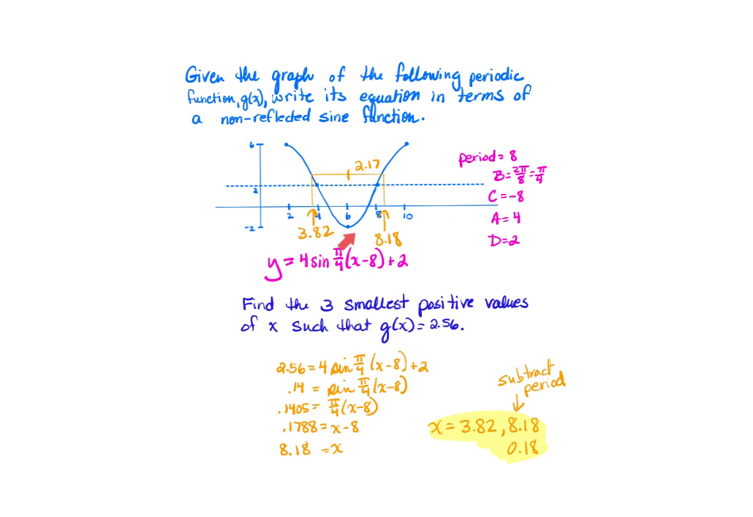So now I have 2 values on either side of this relative minimum. To find my additional values, I can add or subtract the period. So if I look at this 8.18, you should notice my period's 8. I can subtract 8 from this and still get a positive value. So here are the first 3 non-negative positive values that will produce a y value of 2.56.